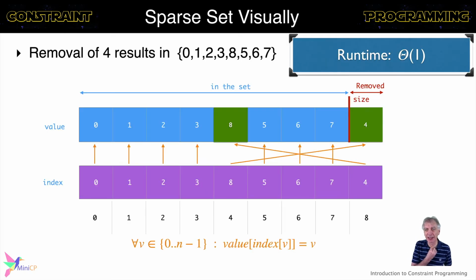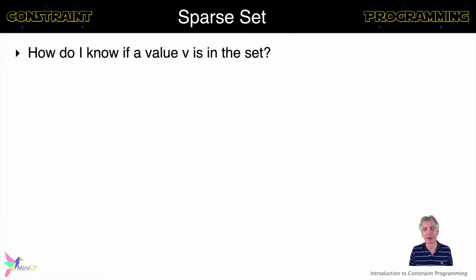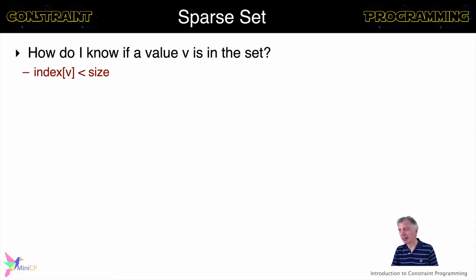Okay, so let's go back here. You see this? These are all the values which are in the set. This is not in the set. So how do I find out? How do I query this? How do I implement the method which tells me if a value is in the set? It's actually pretty simple. You take the value that you're interested in, you get its index, and if its index is on the left of this size bar, then it is in the array, otherwise it's not, right?